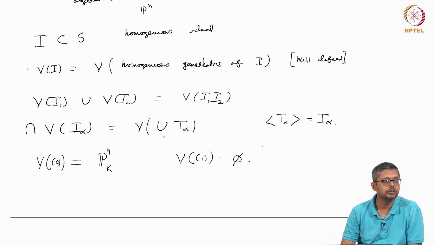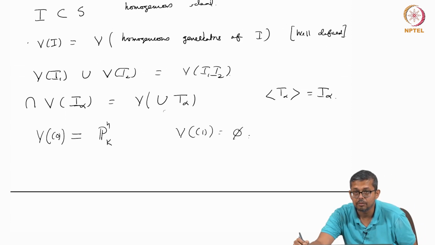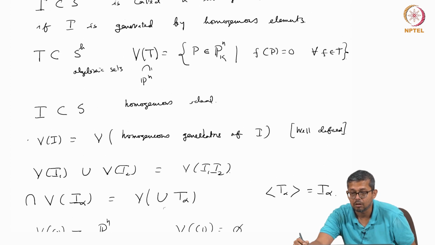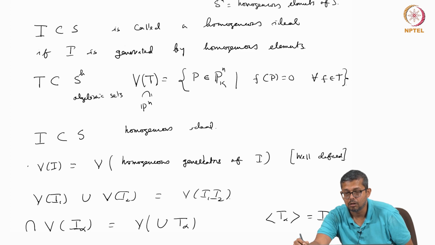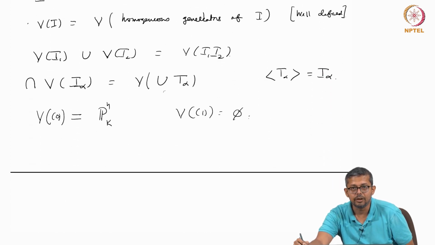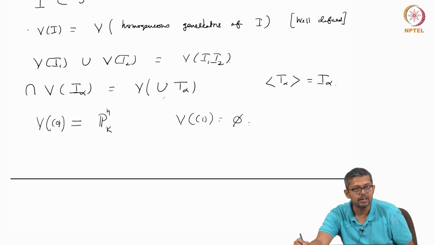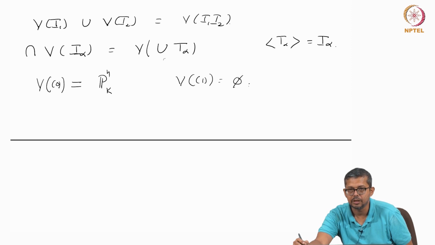So this we have seen. Why did we take the grading? We could have just taken the ring and taken the homogeneous polynomials. You will see why it is important. The grading is important. You will see.